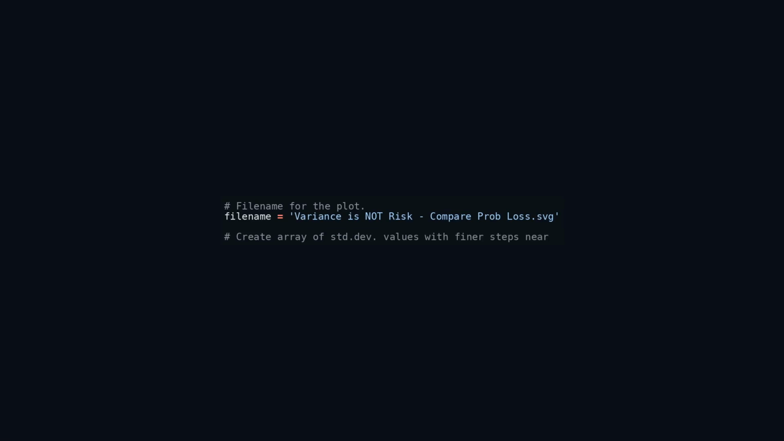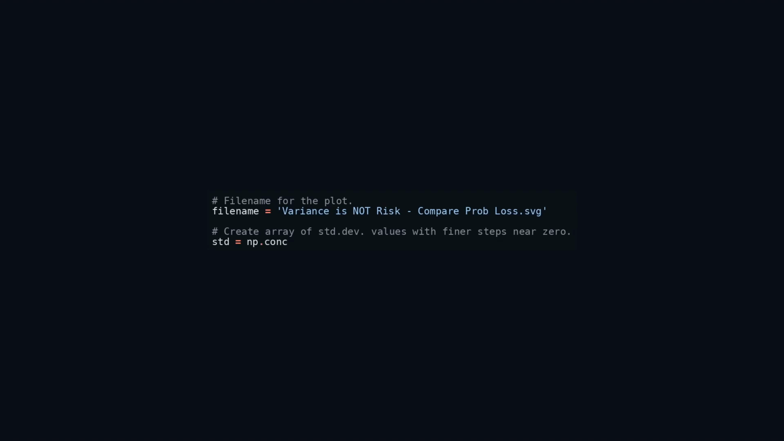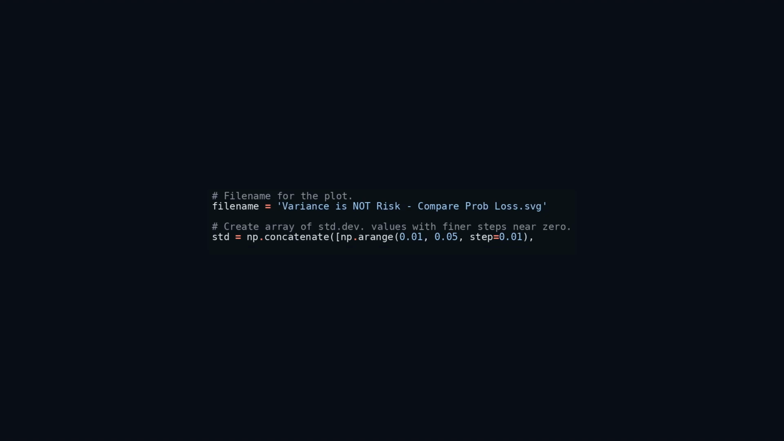The code likely generates a plot comparing the probability of loss between two sets of data distributions with varying standard deviation values. Initially, it defines a file name where the plot will be saved. It then creates an array of standard deviation values with finer steps near 0, which is crucial for a detailed comparison of standard deviations ranging from 0.1 up to 1.0. The array of standard deviation values is ensured to be unique and sorted in ascending order.